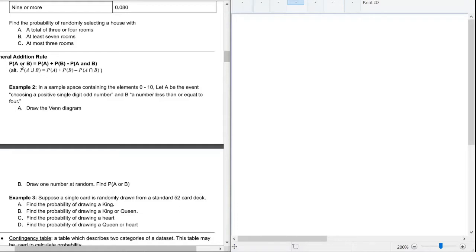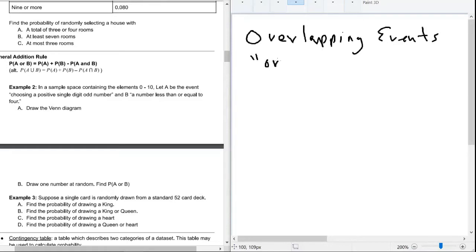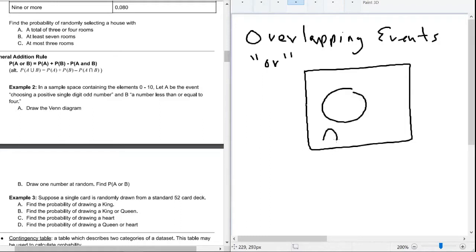Whenever events overlap, and those events are joined with the keyword or, this is what we're dealing with as far as the Venn diagram goes. Call this event A, and both event A and B have some overlapping outcomes of interest. If you have this Venn diagram, this is the formula we need to use.